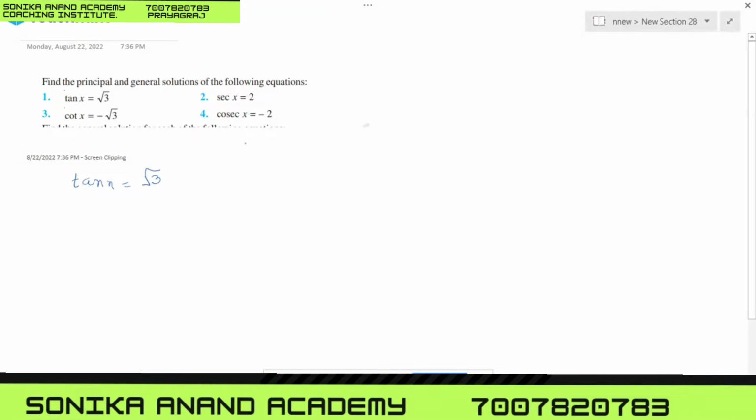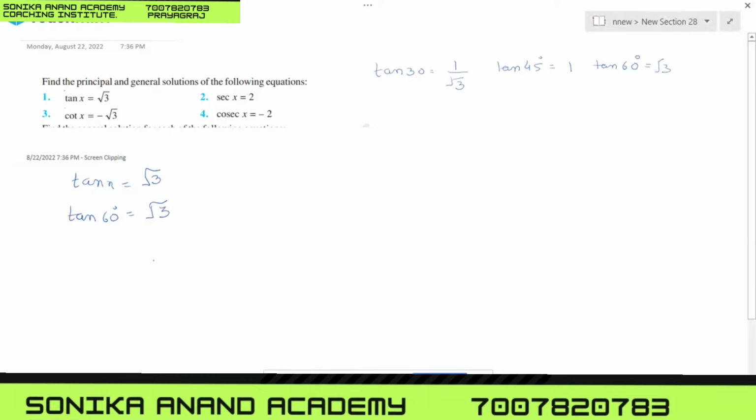Now, can you tell at which angle the value of tan x becomes root 3? What is the value of tan 30? Tan 30 is 1 by root 3. Tan 45 is 1. Tan 60 is root 3. Okay, so tan 60 is equal to root 3.